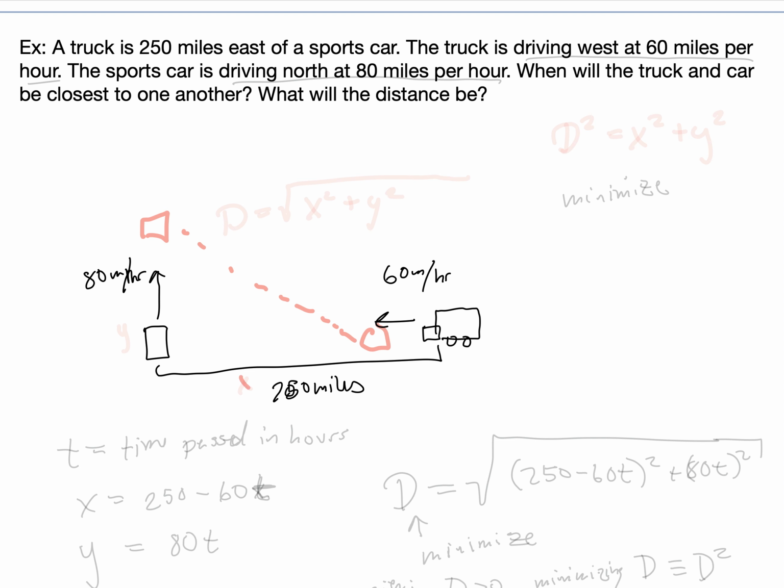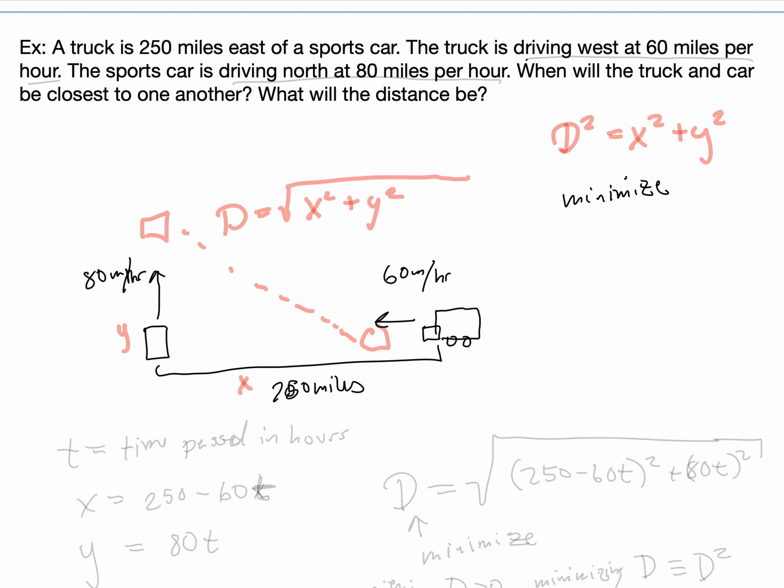If this down here is x and this here is y, the vertical and horizontal distances between them, then the distance between them is the square root of x squared plus y squared, because we can just use the Pythagorean theorem. The distance squared is equal to x squared plus y squared. The square of the hypotenuse is equal to the squares of each of the sides added together. So we're trying to now minimize this distance, but we also have some other information.